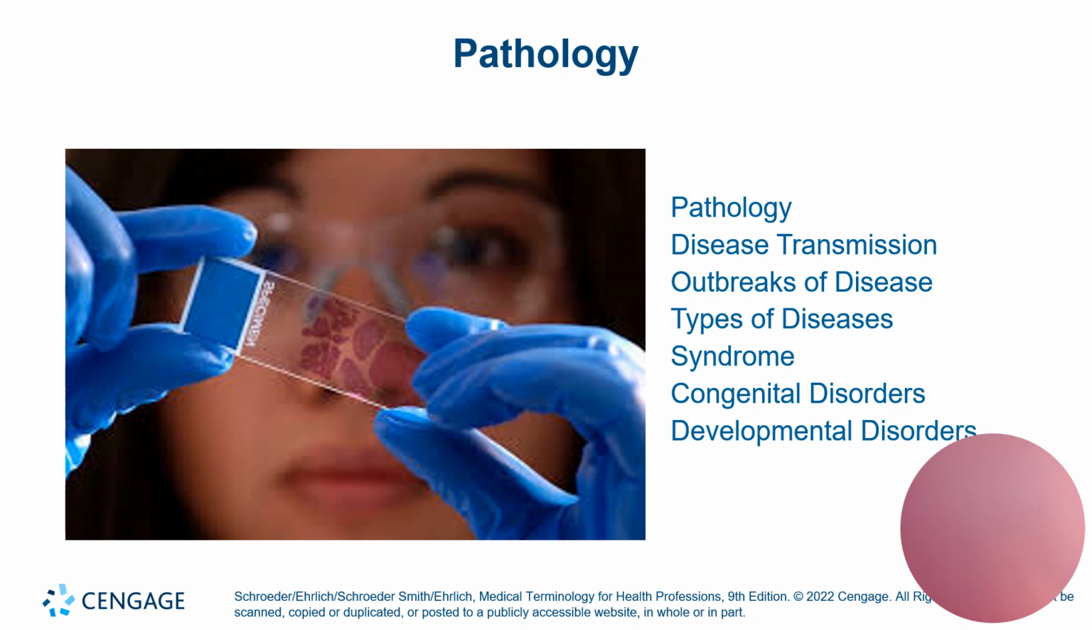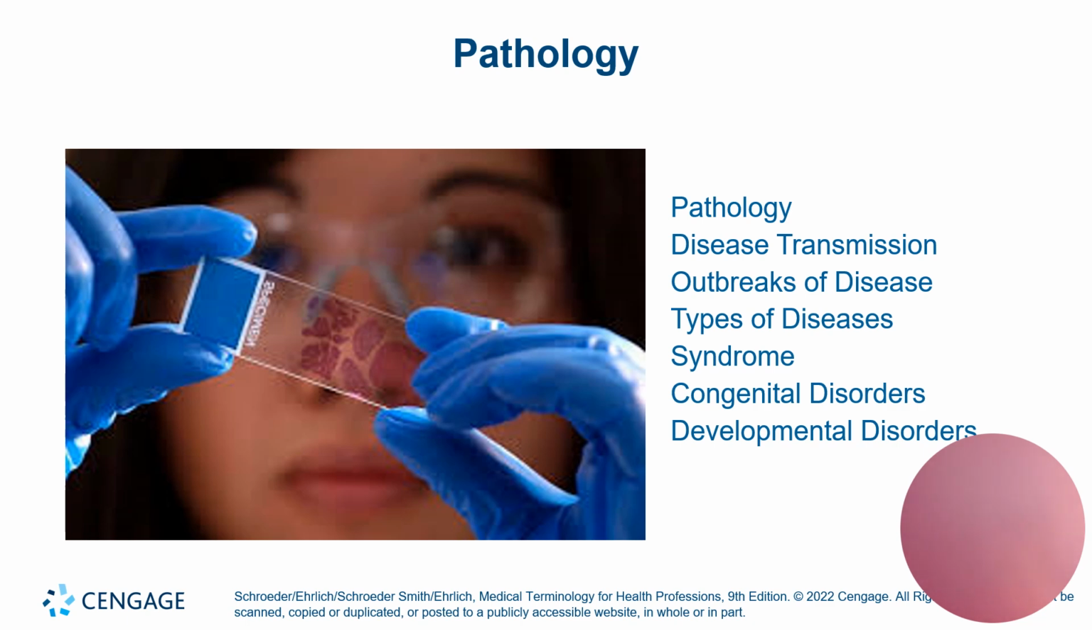Etiology is the study of the causes of the disease or abnormal conditions. We know that for disease transmission, we have to have a pathogen, which is a disease-producing microorganism such as a virus, might also be a bacteria or a fungus. A communicable disease is any condition that's transmitted from one person to another.